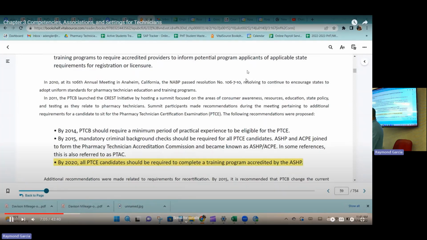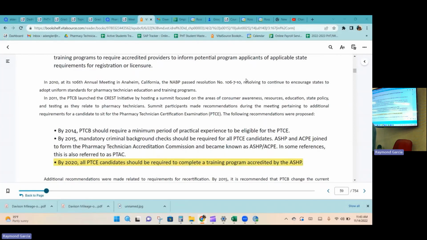In 2015, mandatory criminal background checks are required for all PTCE candidates. So keep that in mind. You will have a background check for your PTCE. You will have a background check for your state licensing, and you had to have a background check to be in this program. So I'm assuming you're all okay in that aspect.